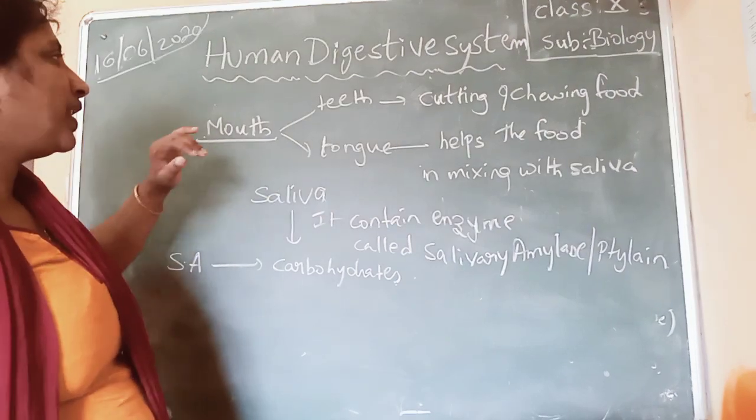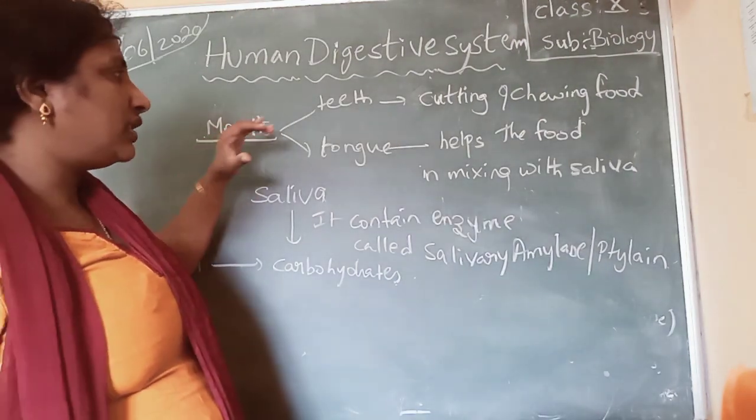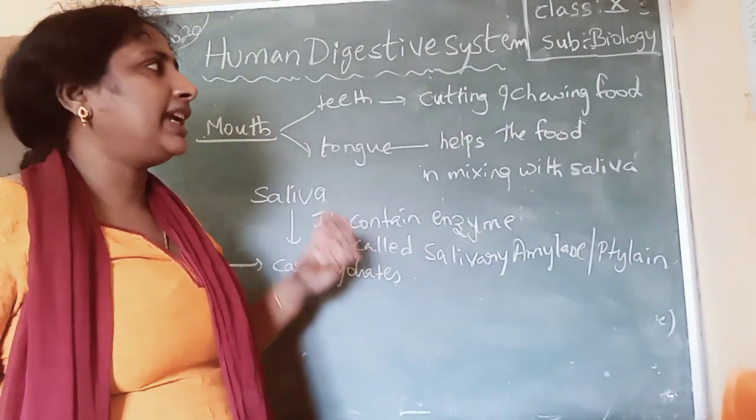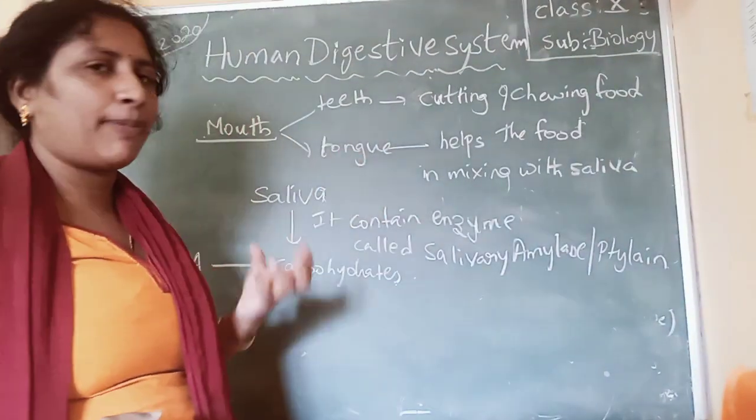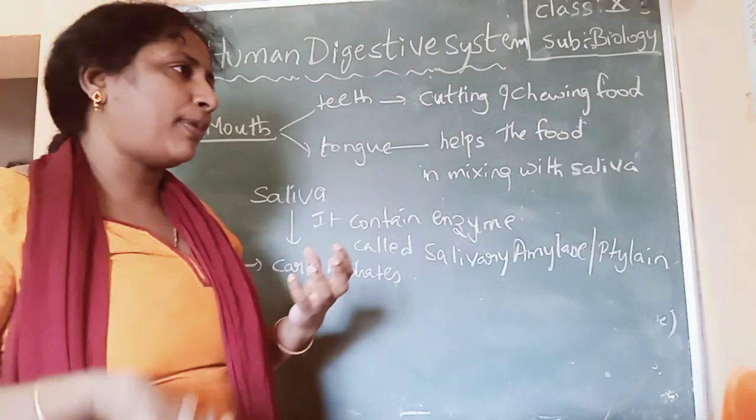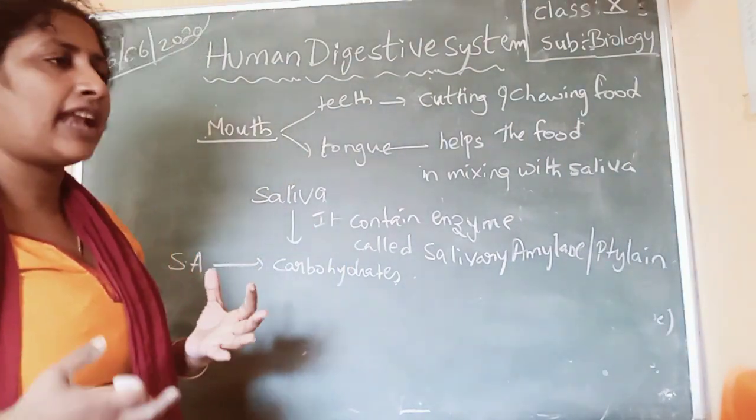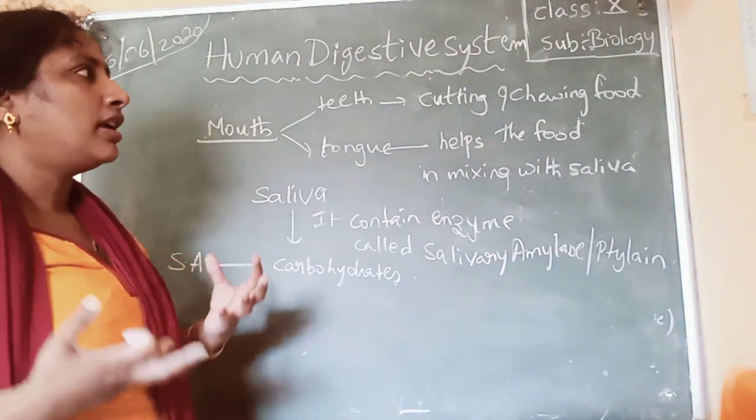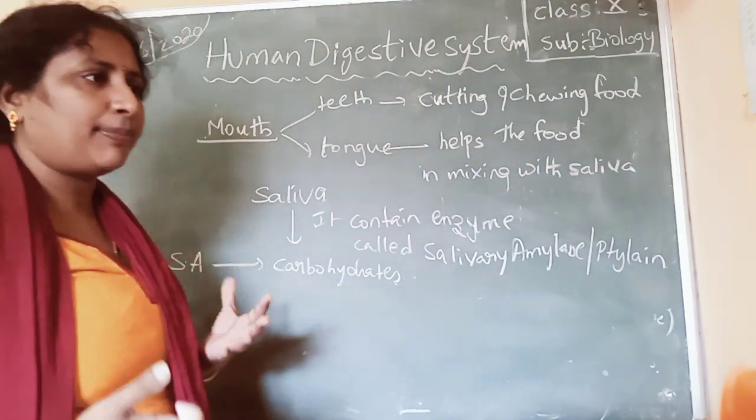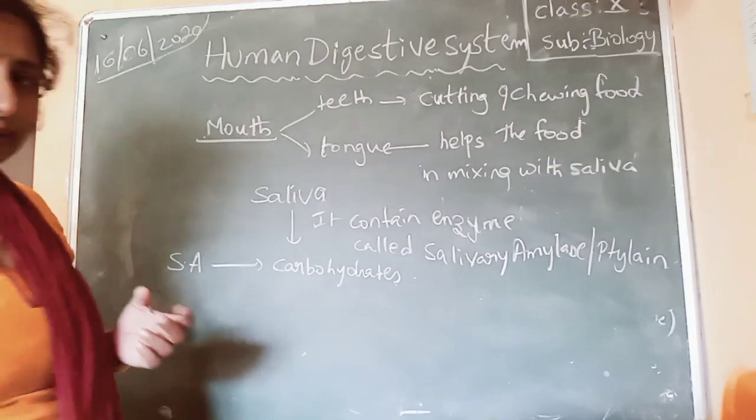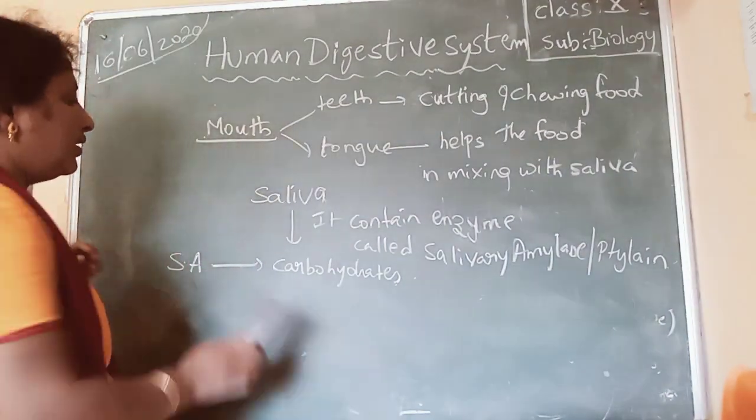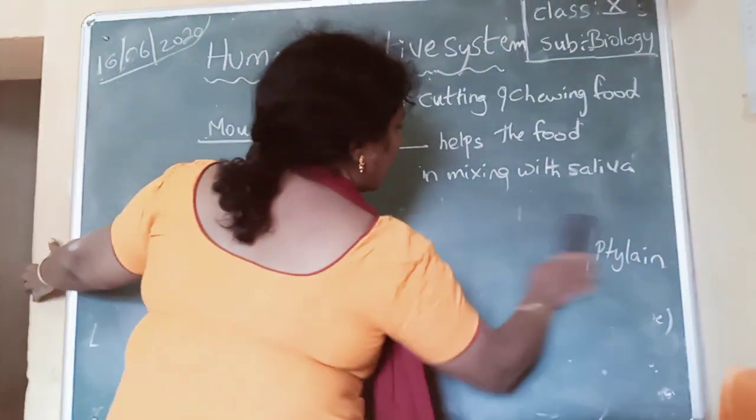In the mouth, the food is cut, chewed and made soft and slippery with the help of saliva. The process of cutting the food, chewing and making it soft and slippery is called mastication.